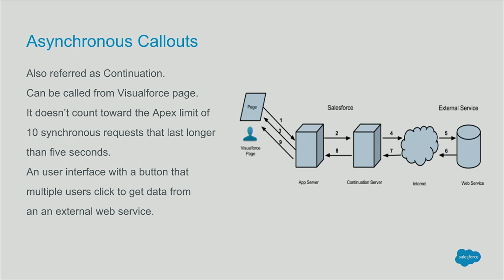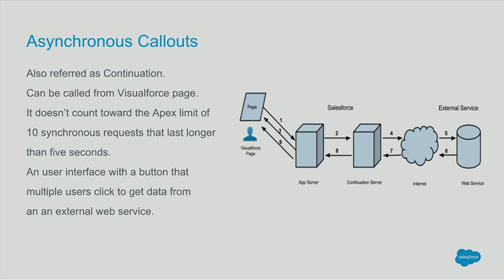Now what's fancy about this? Isn't this yet another Apex callout? It actually is not. With asynchronous callouts or a continuation, it doesn't count towards the Apex limit of 10 synchronous requests that last longer than 5 seconds. Let me give a good use case that we can all relate to.